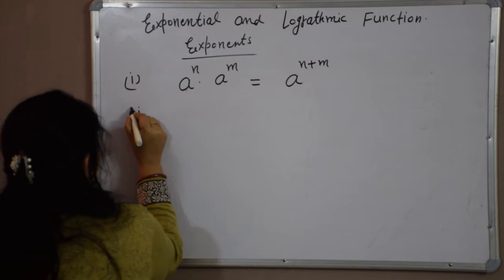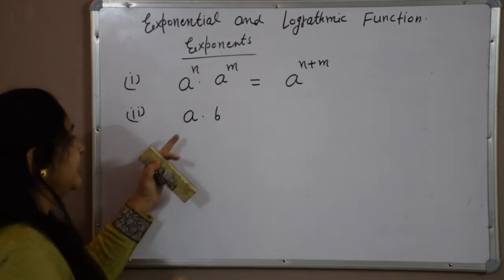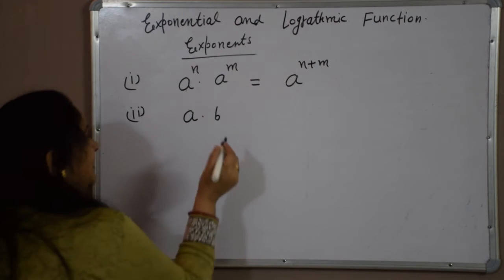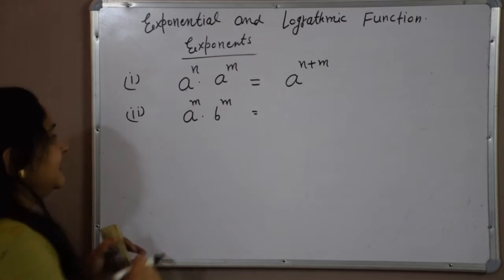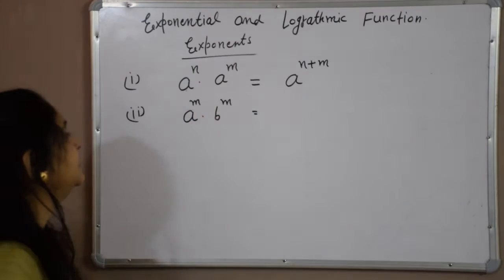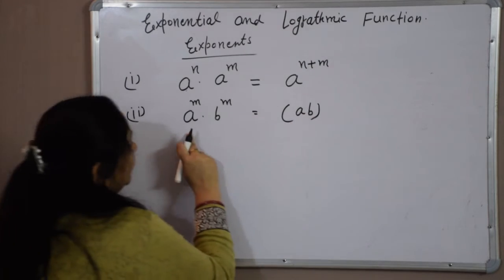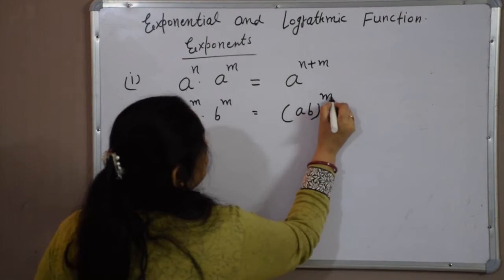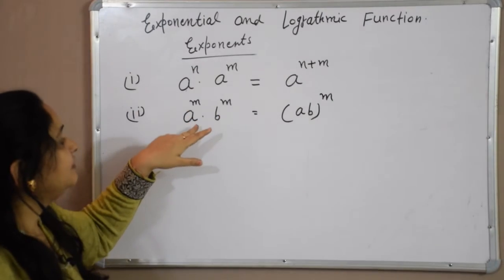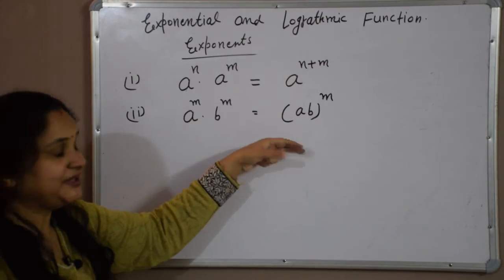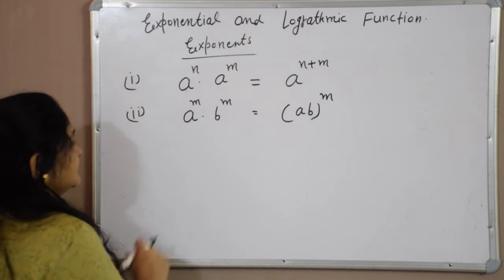Now the second property: if they have different bases, I am taking a and b, but the powers are the same. Here the powers are the same, a into b and their power is the same, that is n here. So what will be their answer? We can multiply the bases a into b and then we can use the power. Without the property we have to use the power first and then multiply, but after using the property we can multiply the bases and use the power afterwards. See the example.